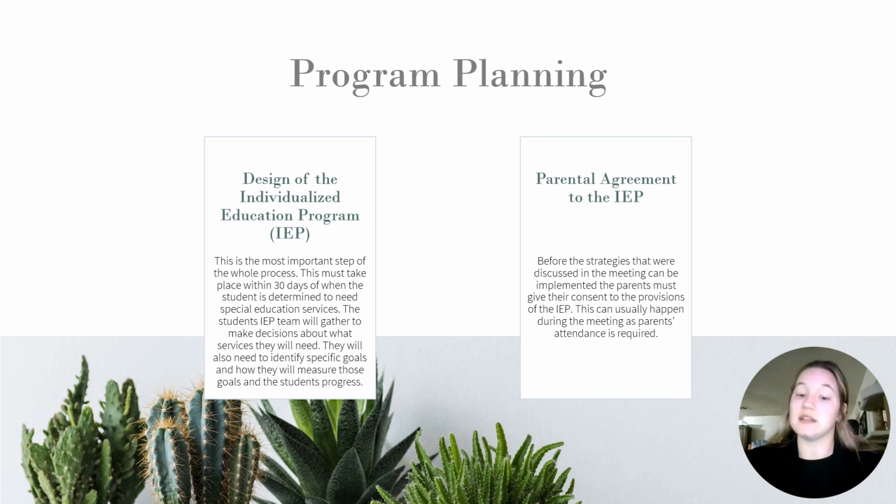We do need to make sure that this meeting is happening within 30 days of them being determined to be eligible, because legally that is the limit, the timeline. With the IEP, we will also need to make sure that we are identifying specific goals that we wish for our student to meet and how they will measure those goals throughout the year.